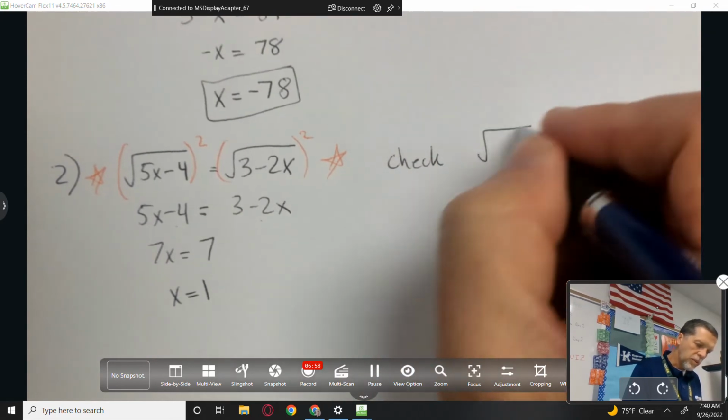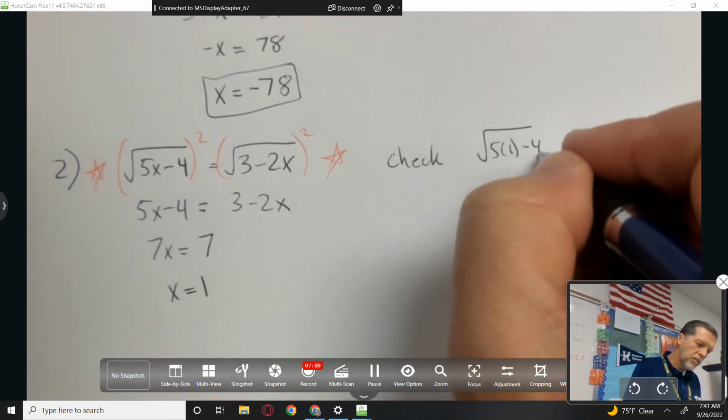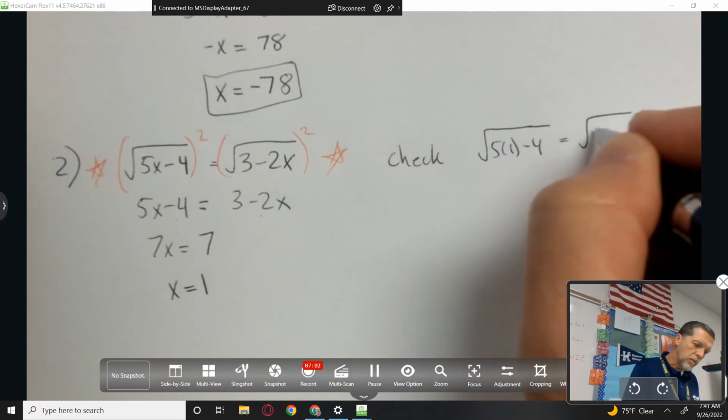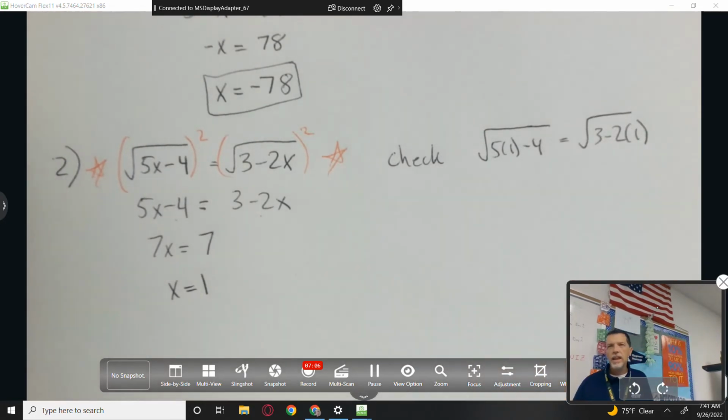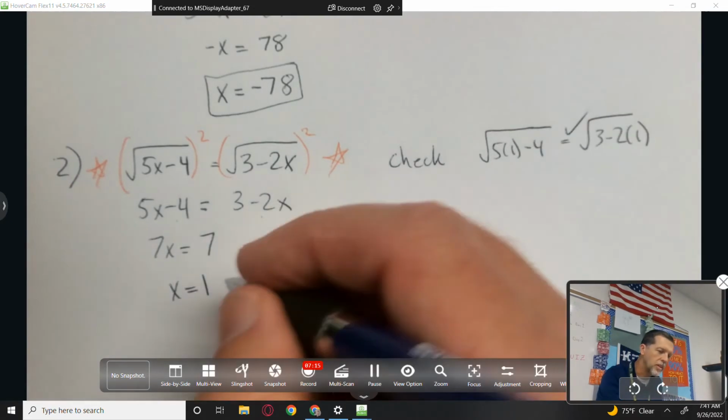So square root of 5 times 1 minus 4 equals square root of 3 minus 2 times 1. And again, only show what you need to show here. 5 minus 4 is 1. 3 minus 2 is 1. So we're good.